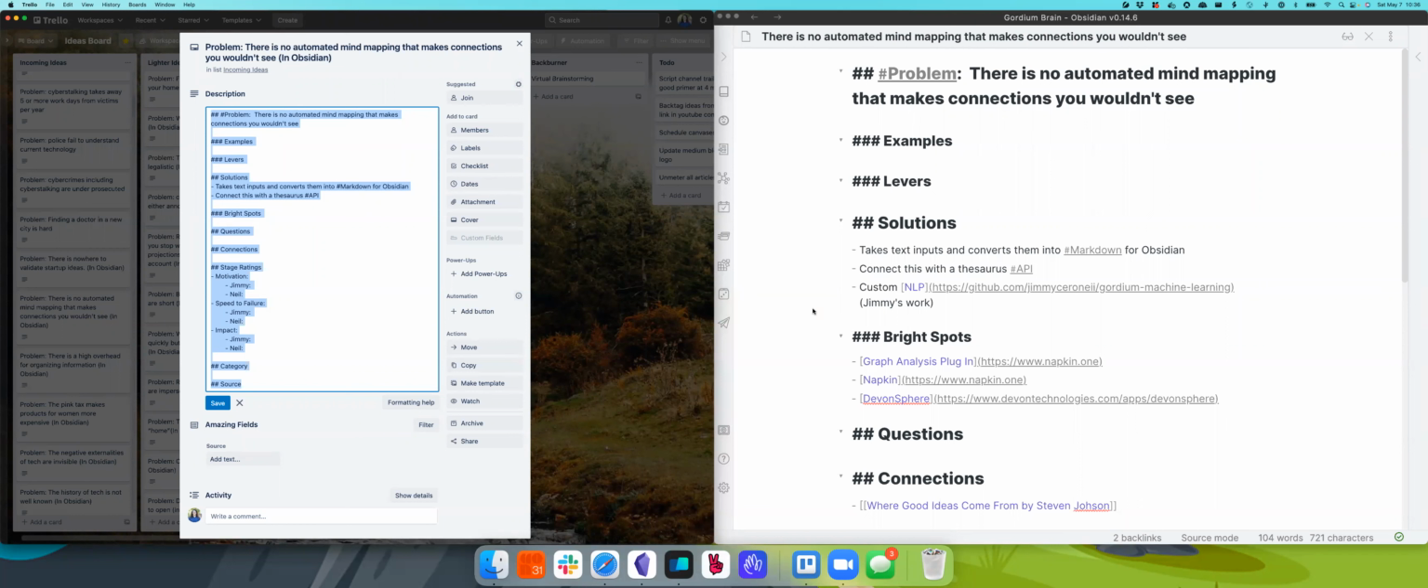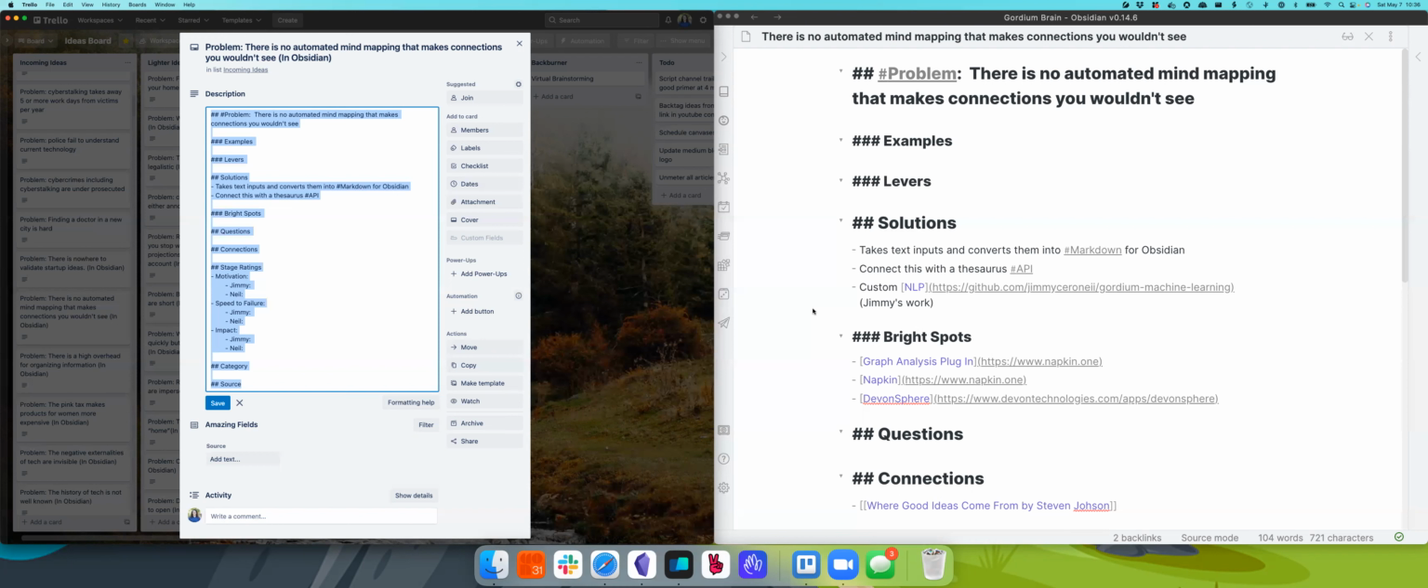Today's challenge is that there's no automated mind mapping that makes connections you wouldn't see. We run into this problem a lot because we're always inputting ideas and we want to see how they're connected to the rest of our ideas. Up to this point, there's nothing amazing for it. There are things that have tried it, which we'll talk about, but as of right now, this is kind of a badly solved, unsolved problem. Neil, do you have any thoughts on this?